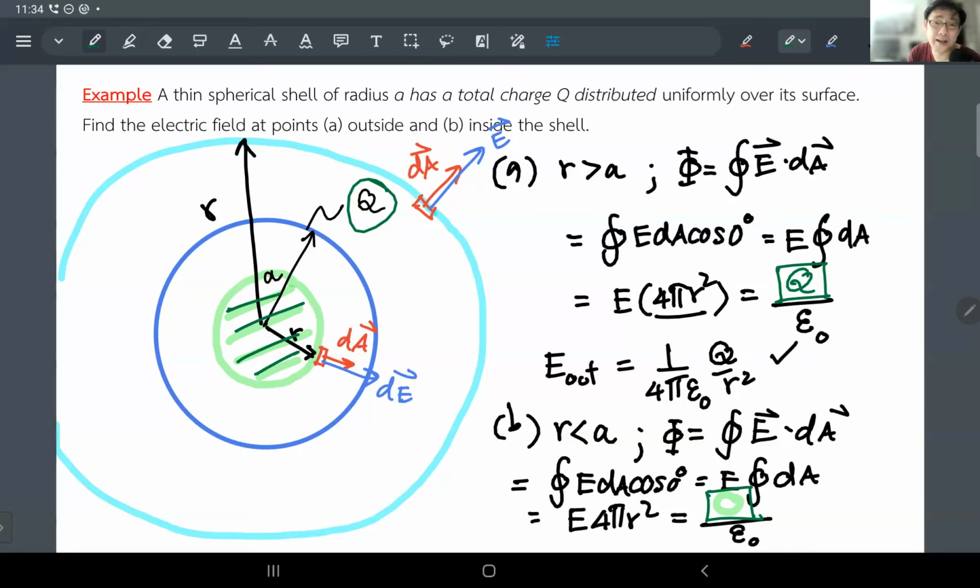I don't know what to do with this. So in conclusion, the electric field inside is zero. That's what the conclusion is. And you are done. Okay.